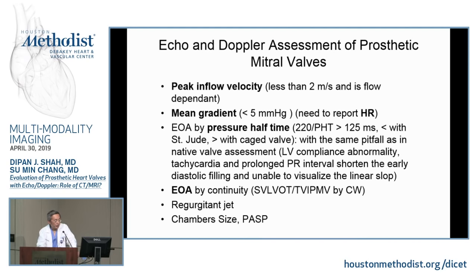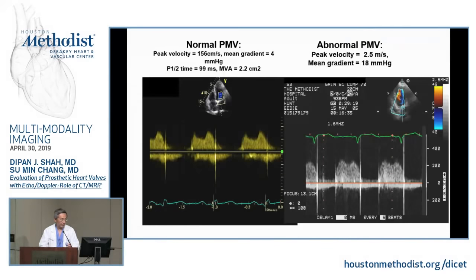We usually try to calculate the effective orifice area. You can do pressure half time in the absence of left heart disease or aortic valve disorder, with the same pitfalls as with native valve assessment, or we can calculate the effective orifice area by the continuity equation in the absence of significant aortic or mitral regurgitation. And then we look for any regurgitating jet, and of course, the hemodynamic consequences of the lesion on chamber size and pulmonary artery pressure.